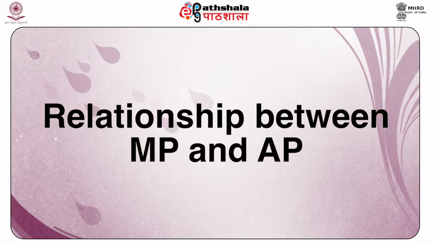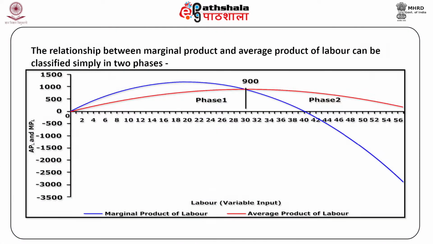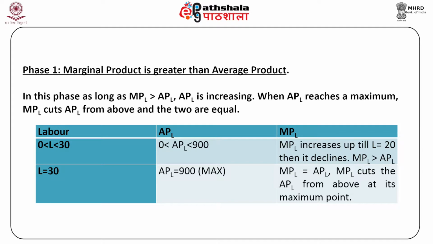3.2 Relationship between MP and AP. The relationship between marginal product and average product of labor can be classified simply in two phases. Figure 2: relationship between marginal product of labor and average product of labor. Phase 1: marginal product is greater than the average product.